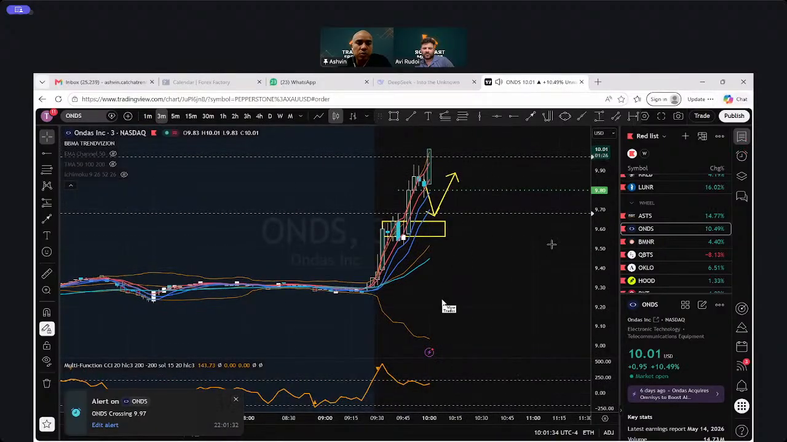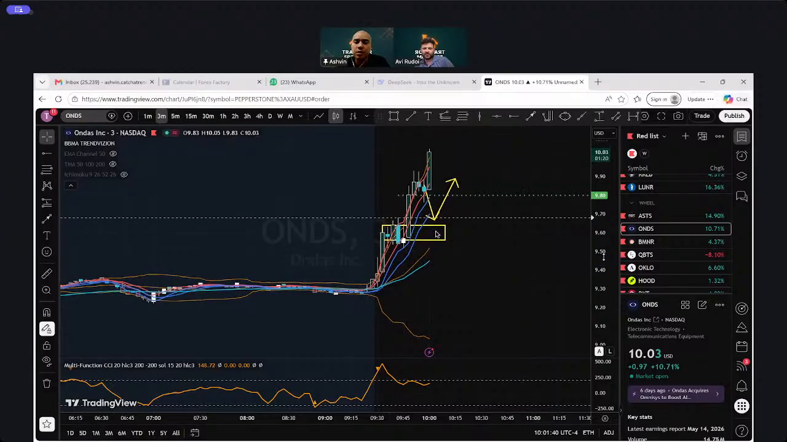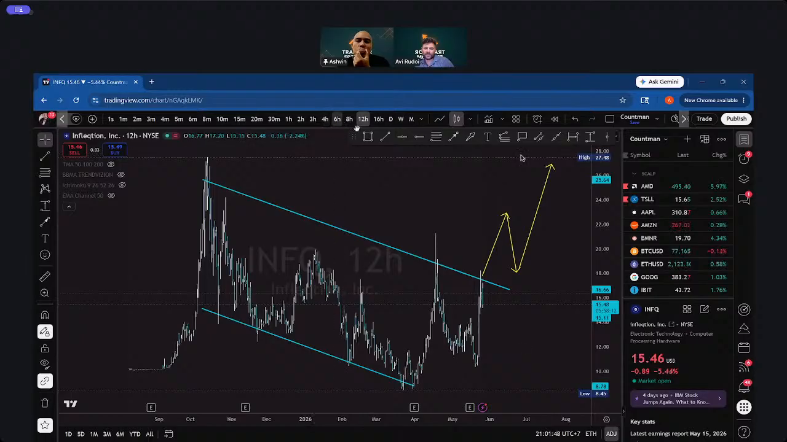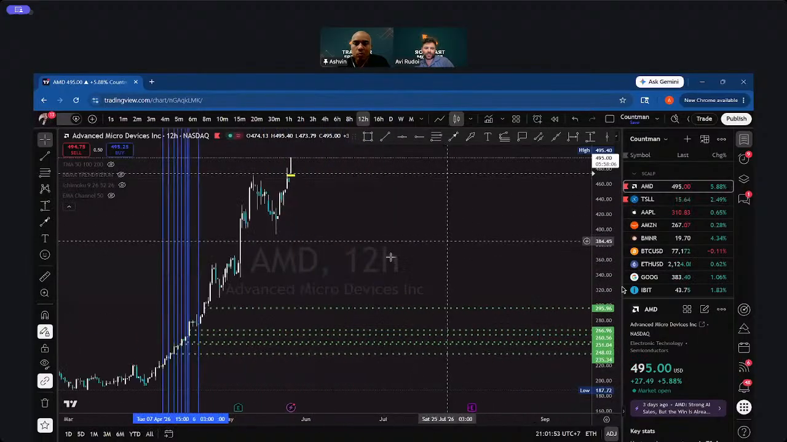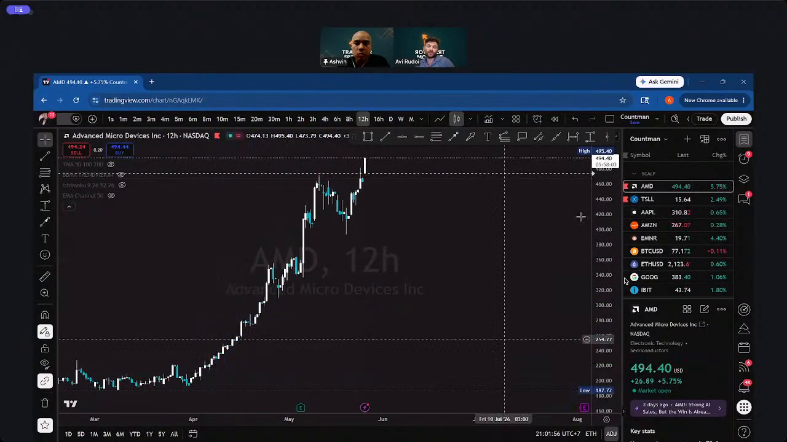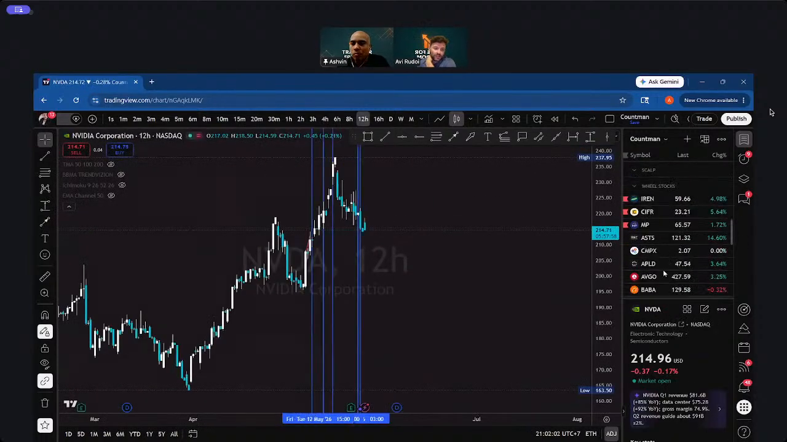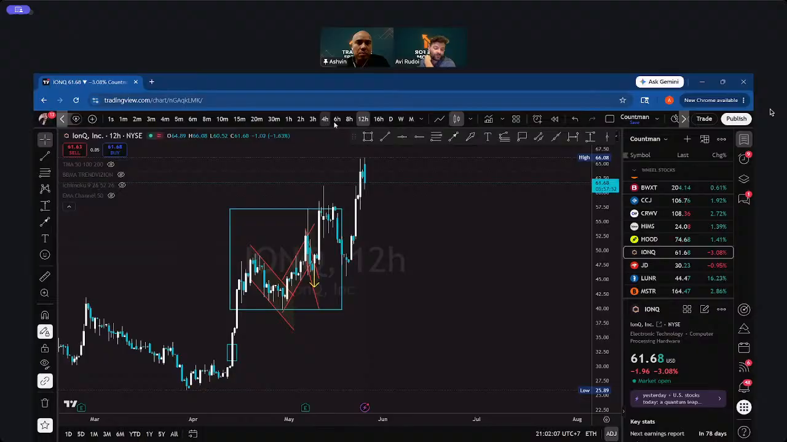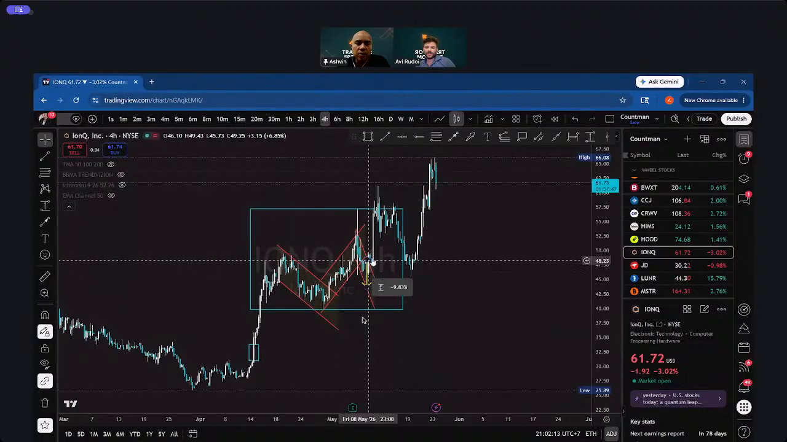Oh, this is good. It's pushing up. Nice. It looks more risky. INFQ. What other stocks you want me to have a look at? Nothing's really red though. IONQ was nice. It pushed up and that's it.